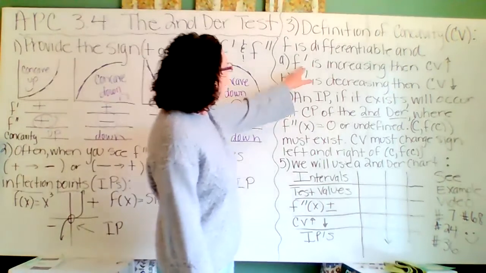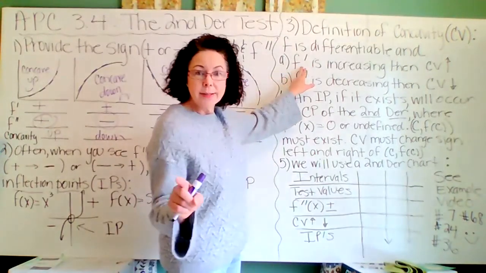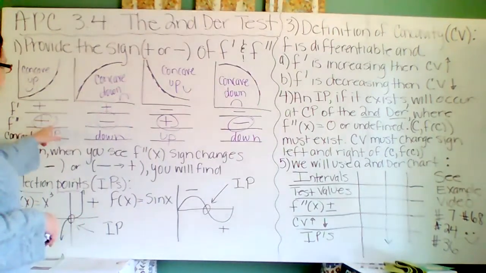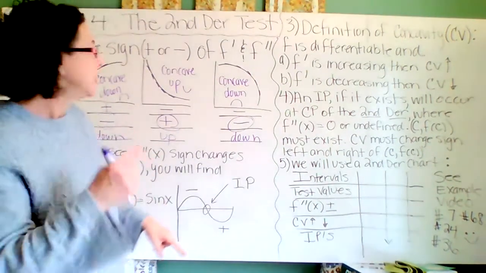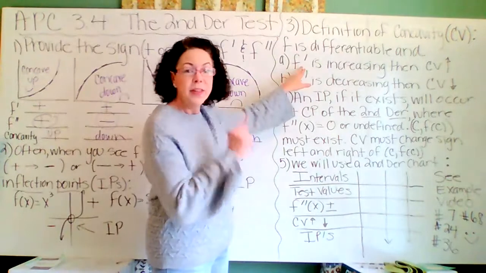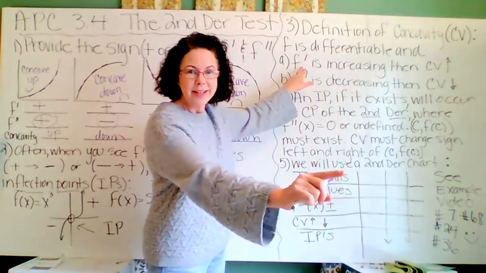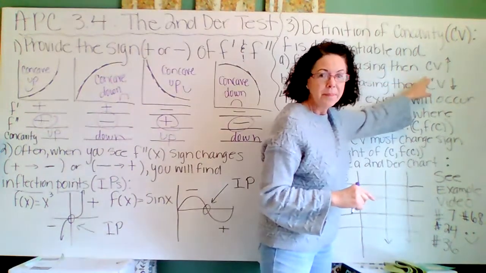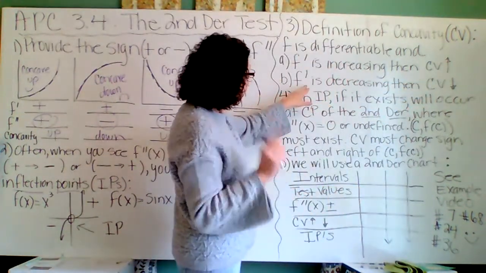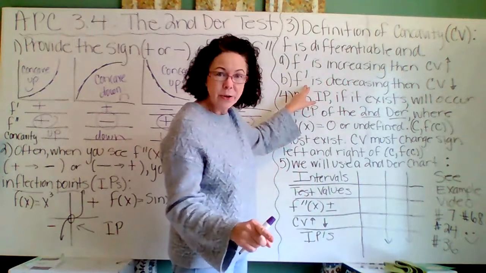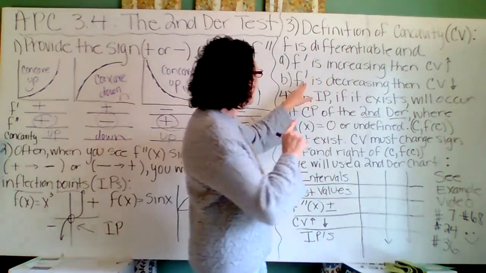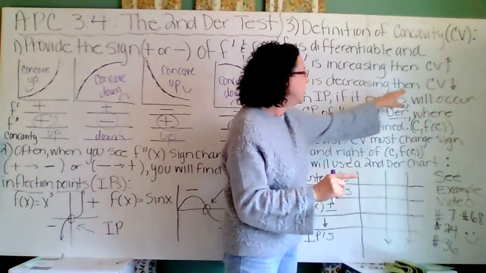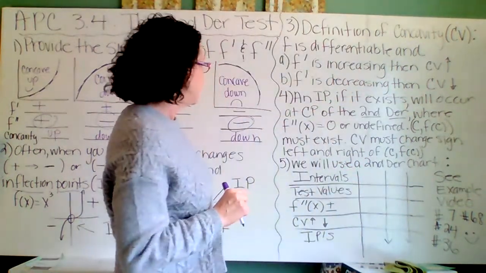And if the first derivative is increasing, right? They're talking about how this slope is changing. That's a second derivative. Then you have concave up, right? If the first derivative is decreasing, notice they're talking about how this slope is changing. That's a second derivative. Then we have concave down.